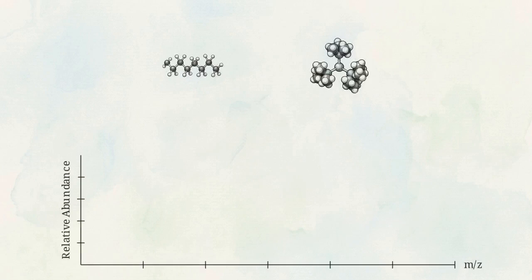These two molecules are isomers. They contain the same number of atoms and have the exact same total weight. However, their physical structures cause them to shatter in very different ways.